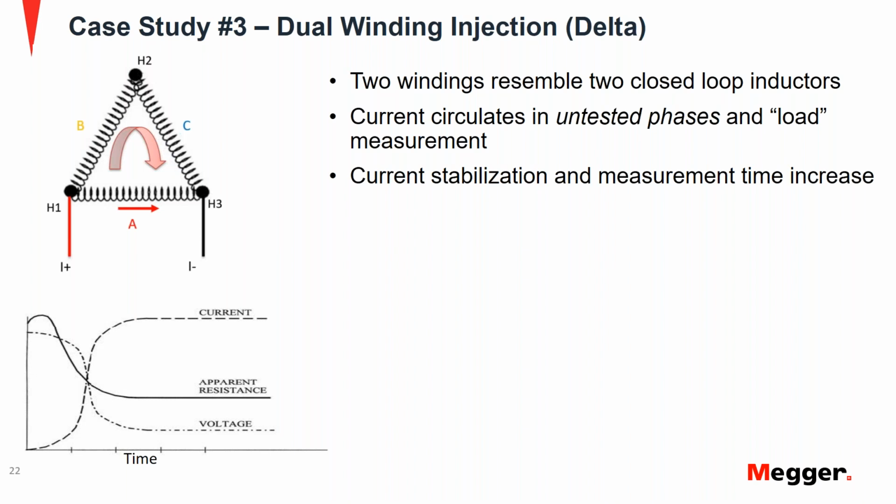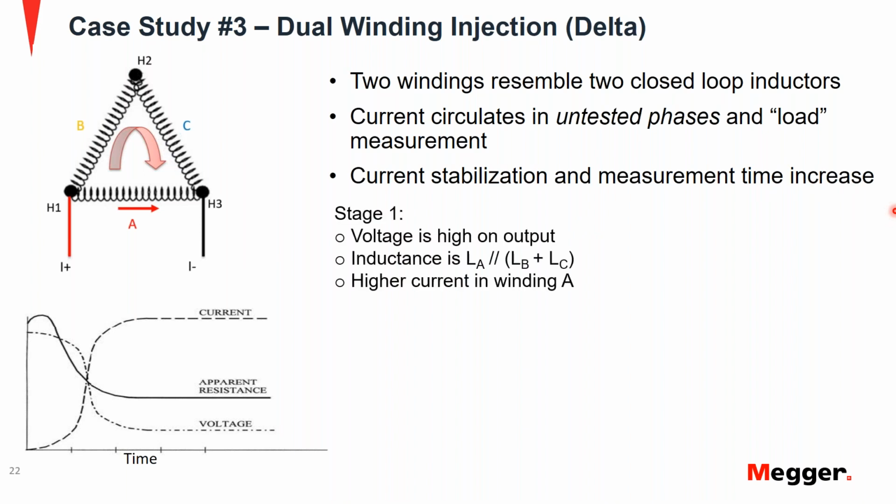On the left side of your screen, I have two graphics. One is of a delta winding. Let's consider we are testing phase A. I've put a quick graph of the current in that phase, the resistance that is measured, and the voltage that's applied across that phase over time. I've put this phenomenon in 4 stages. In the first stage, you're applying voltage to the phase under test, phase A in this case, so the voltage on that phase is going to be high.